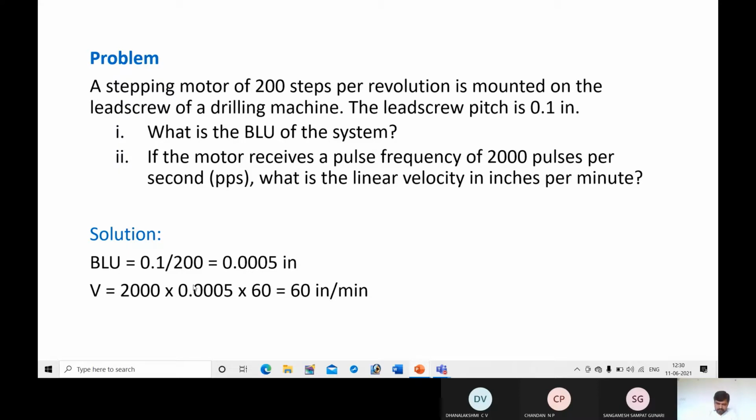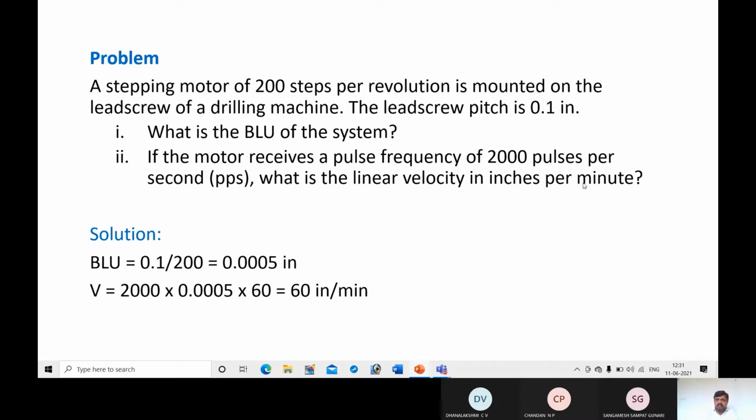Next it will be 0.001, next 0.0015, 0.002, like that. So there are 200 positions between 0 and 0.1 inches. Next, in order to find the linear velocity, per pulse you get 0.0005 inches of movement. Next, for 2000 pulses, you are going to get 2000 into 0.0005.